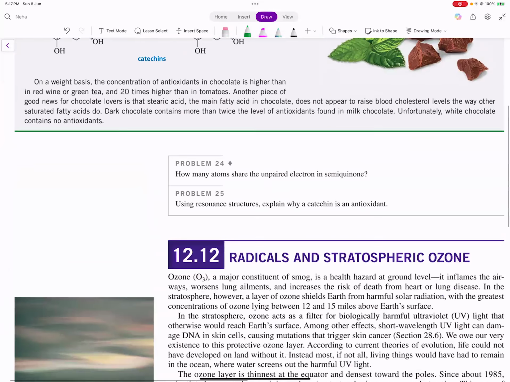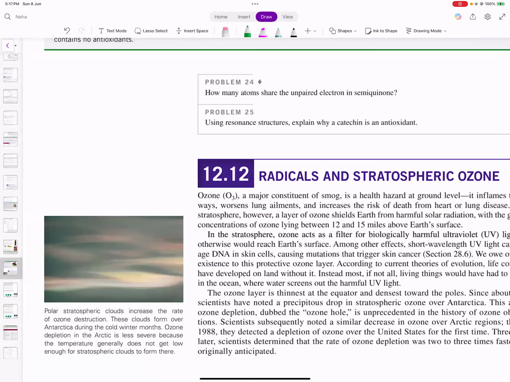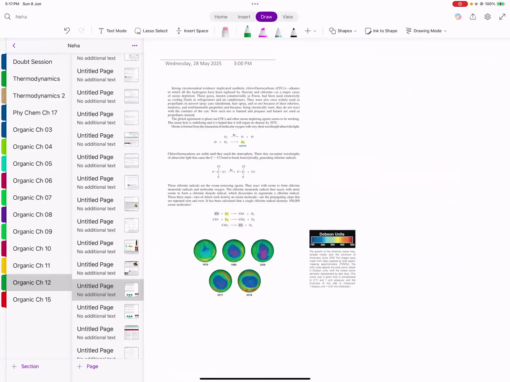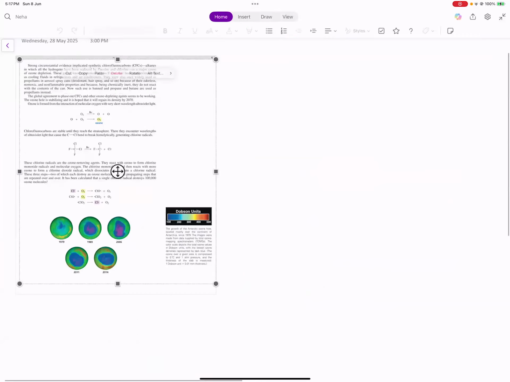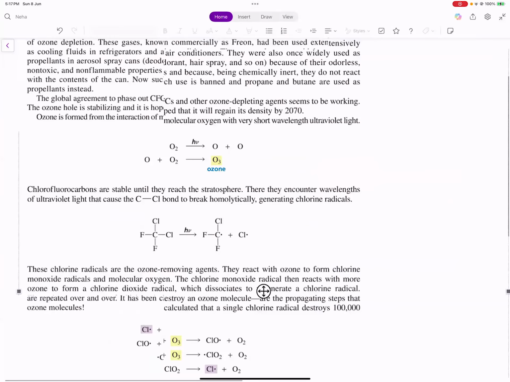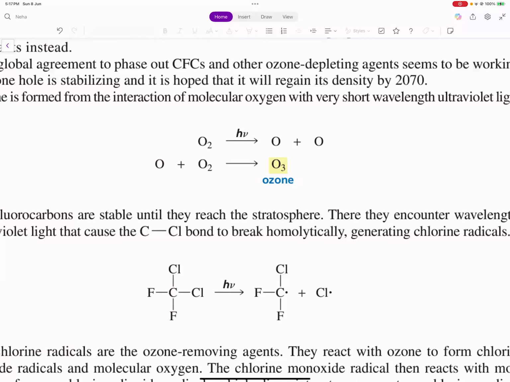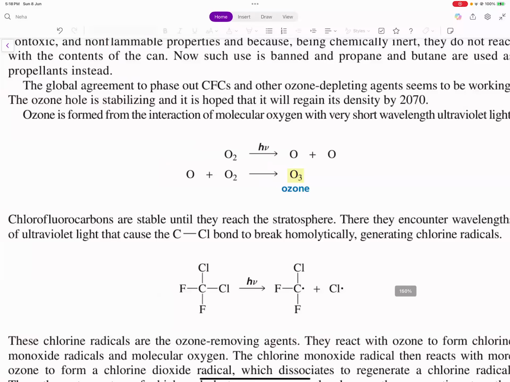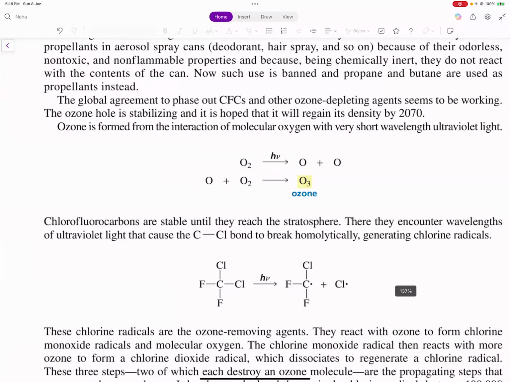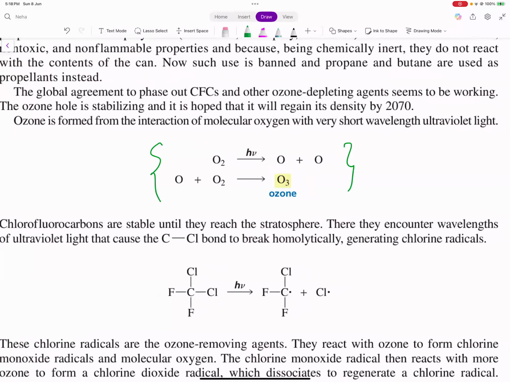Okay, radicals and the stratospheric ozone, and again this is something. How is our ozone layer being depleted? First, due to the ultraviolet radiation, O2 breaks into O radicals, and then O plus O2 gives me ozone. This is how ozone is formed.